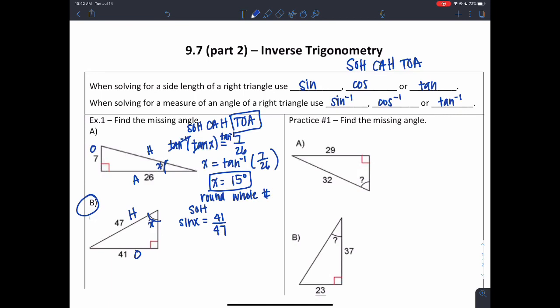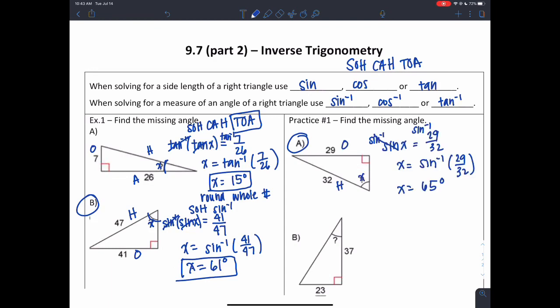Then to get x by itself, we have to use the sine inverse on both sides. On the left side, they cancel out. Then we have x equals sine inverse of 41 over 47. Then we use our calculator to solve that out. We should get x equals 61 degrees. Now, I would like you to try practice number 1 to find the missing angle of letter A.